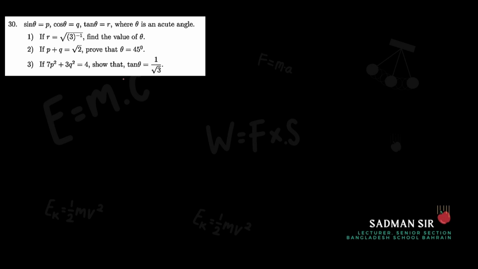And in today's video, we are going to discuss problem number 30, exercise 9.2 of general mathematics. So let us get started. So number 30, in the stem, you can see that some information is given.